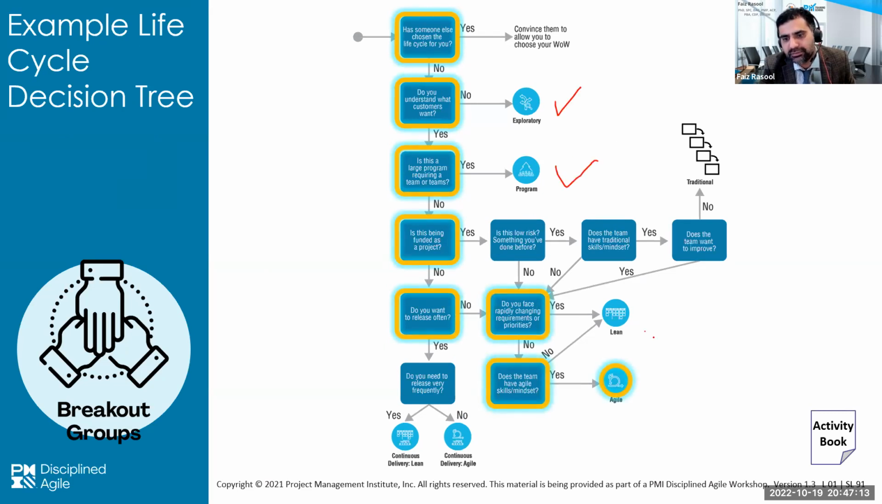Exploratory, program, lean, continuous delivery, agile, continuous delivery, lean, or agile. Which life cycle do you want to choose? It depends on many different factors. Okay. This life cycle is always a good start, agile and lean. But your struggle should be to reach this life cycle, continuous delivery lean or continuous delivery agile.